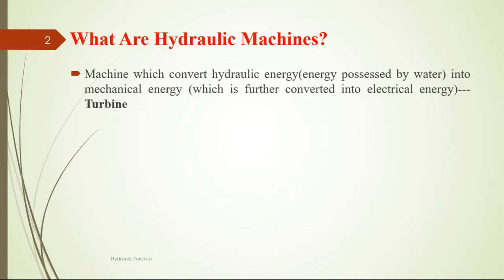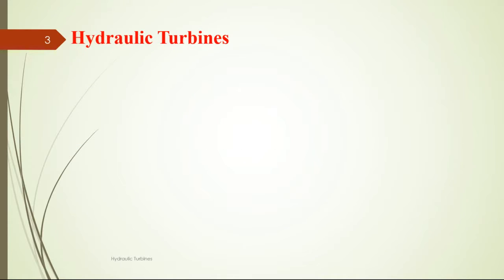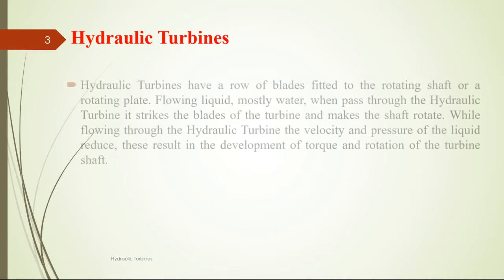So basically, machines which convert hydraulic energy, which means energy possessed by water, into mechanical energy are known as turbines. On the other hand, the machines which convert mechanical energy into hydraulic energy are known as pumps. Then next one is hydraulic turbines.